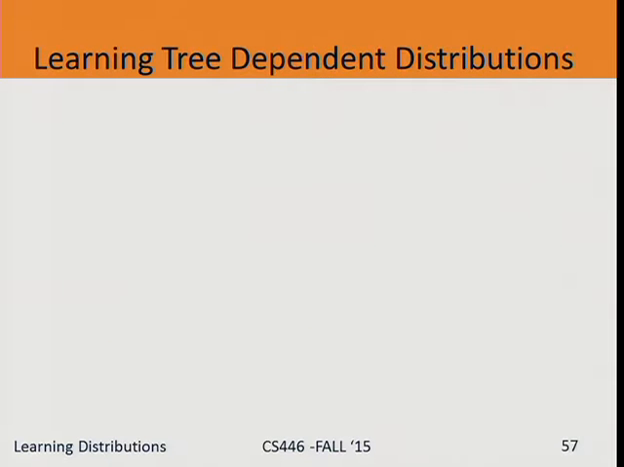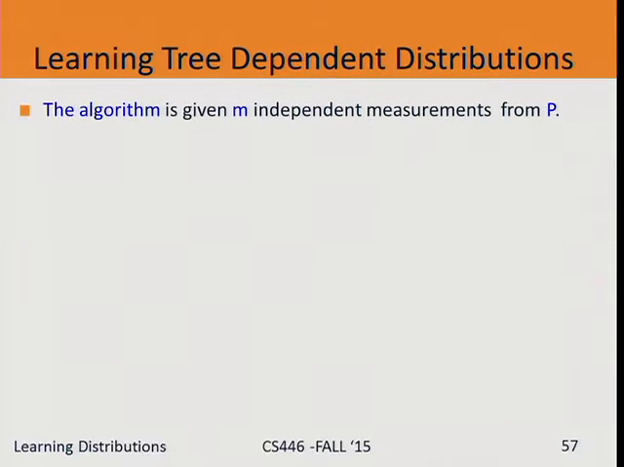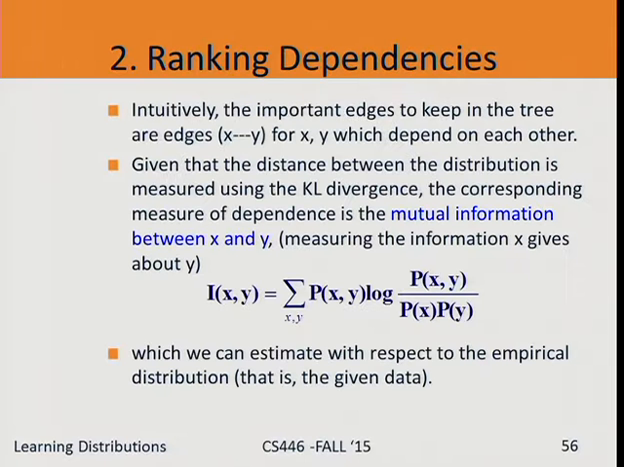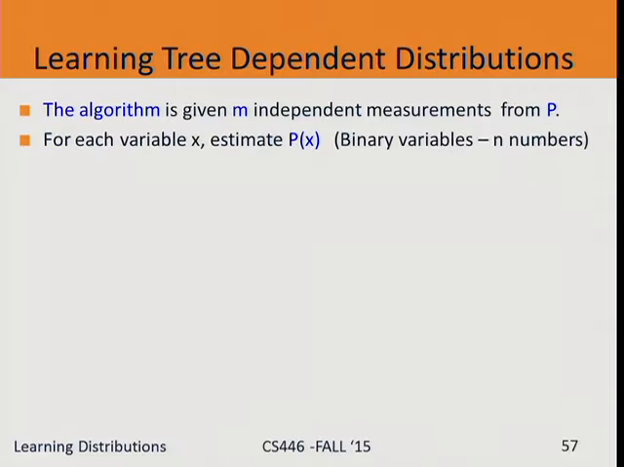Okay, so one thing to think about, and let's get to it in the next slide, is how many parameters we're going to learn. I asked you before what happens in naive Bayes, and you said we need a linear number of parameters. What you can see here is that you may need more. Okay, so let's get to the algorithm. The algorithm is given m independent measurements sampled from some probability distribution p. For each variable, I'm going to start by estimating p(x). I'm assuming a binary variable, so I'm going to get n numbers.